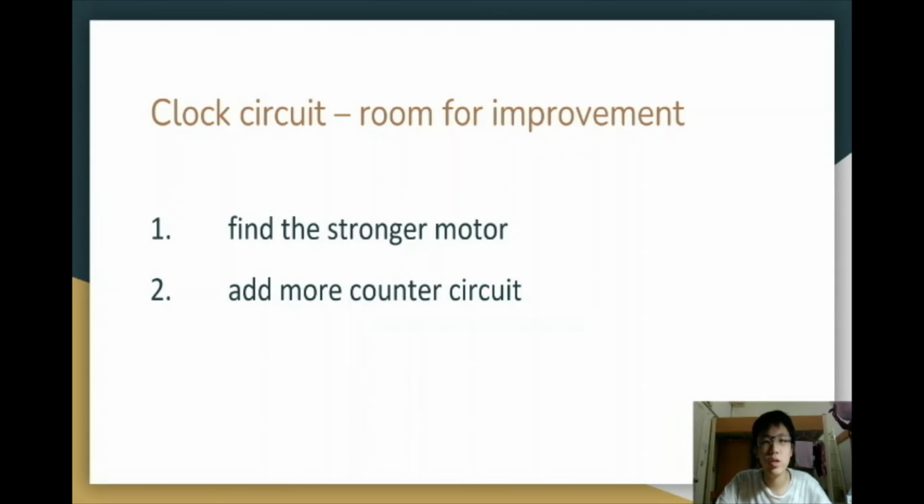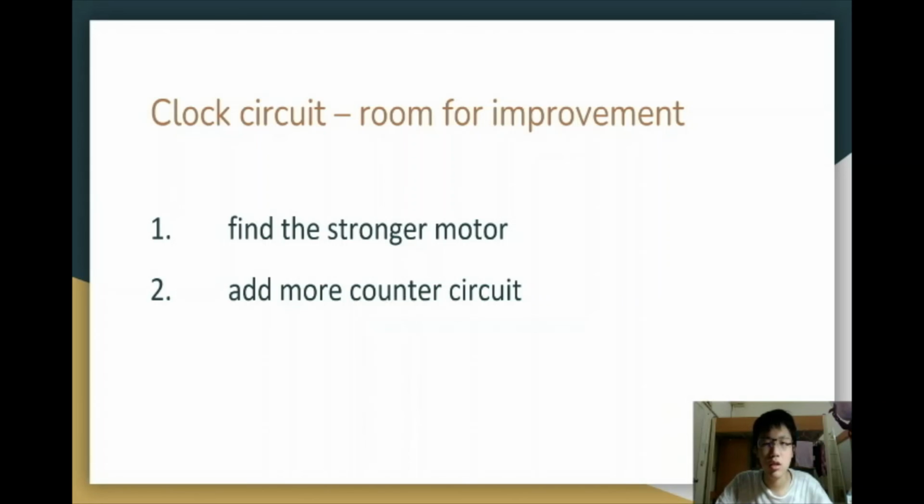Okay, let's go to the next part, room for improvement. First and foremost, we think we should find a stronger motor, because the motor we use now is too weak. It cannot rotate and carry the fan at a low angular velocity. If we get a stronger one, I think our time period can be more ideal.